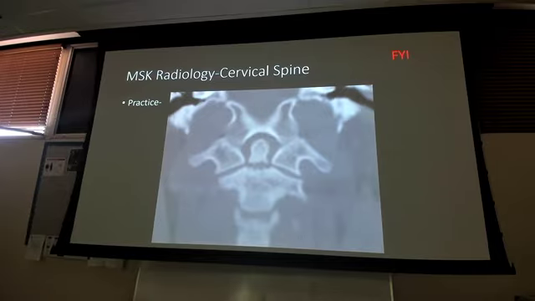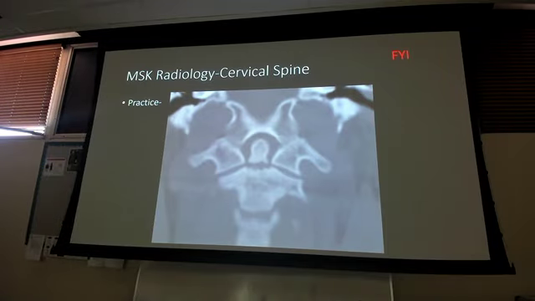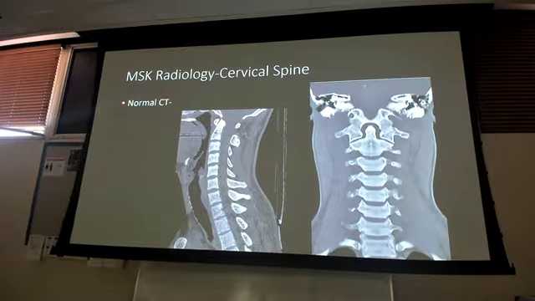So, if I were to ask you, even though it's an FYI, what type would this be? Look at that. Type 2. Right at the base of that dens. Right there. Doesn't quite go into the body. It's just sitting right at the top there. Okay.